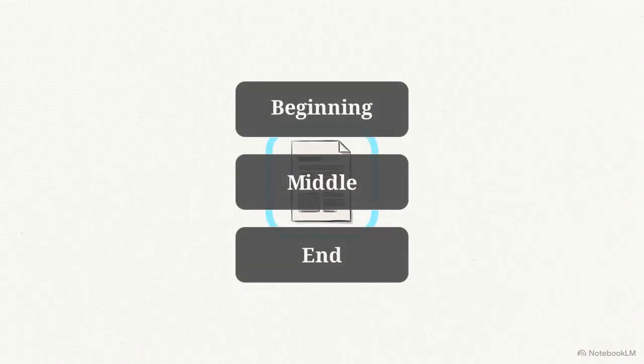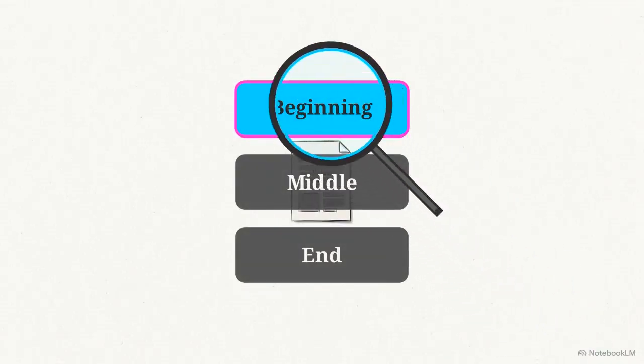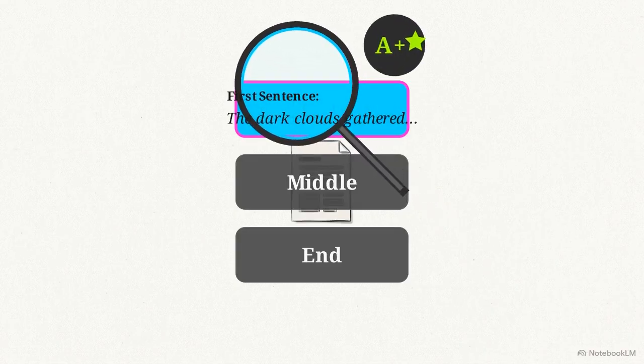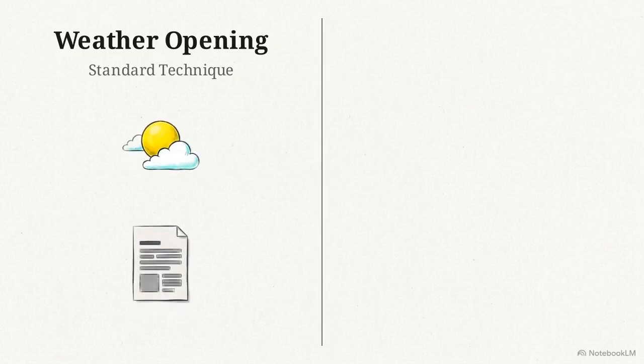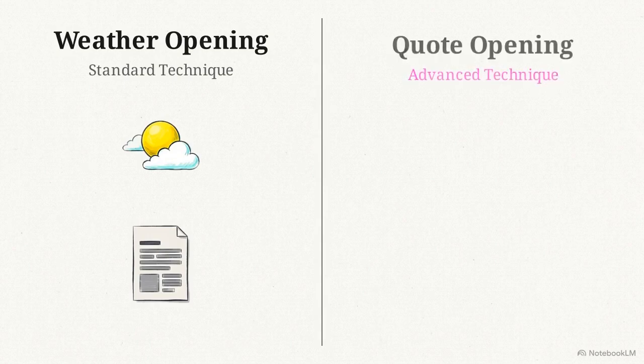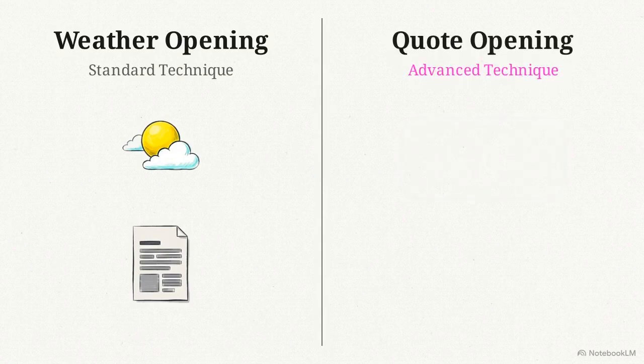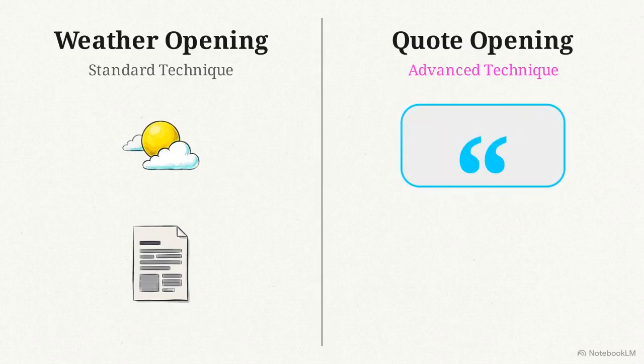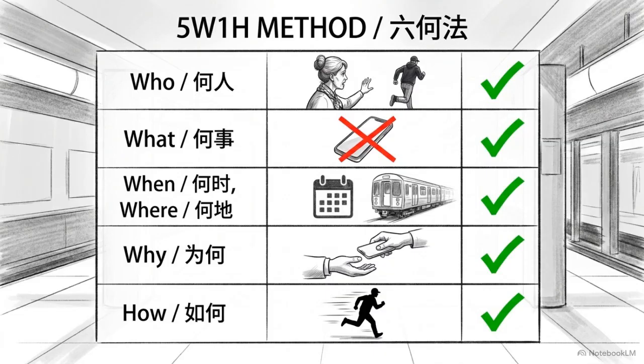With the outline locked, we write the introduction. Your very first sentence dictates the grader's initial impression of your work, so your opening style needs to be a deliberate choice. Look at this comparison. On the left is a standard weather opening, using the climate to set the mood, say a sunny Saturday morning. Alternatively, on the right, you can use a quote opening. Using a familiar idiom immediately signals to the examiner that you understand the prompt's central theme before the plot even begins.